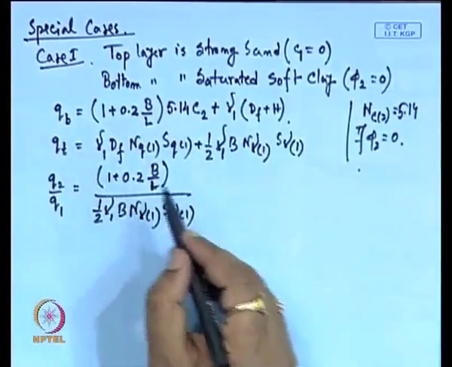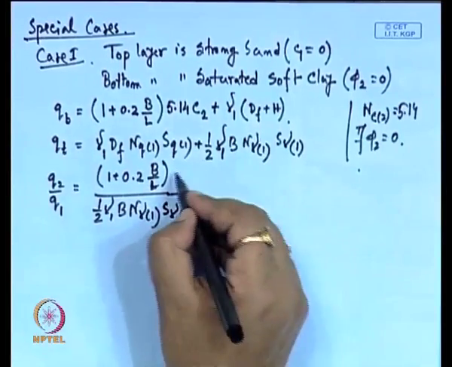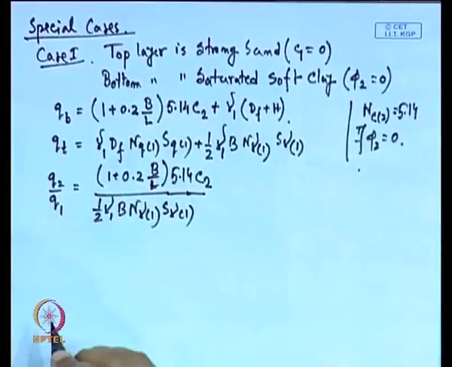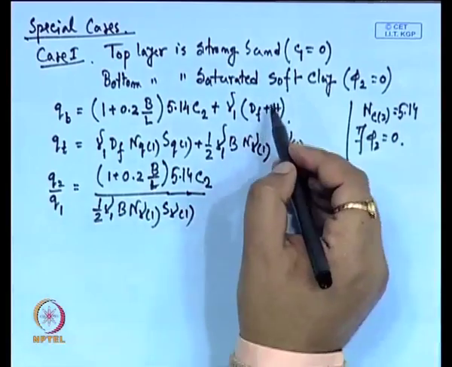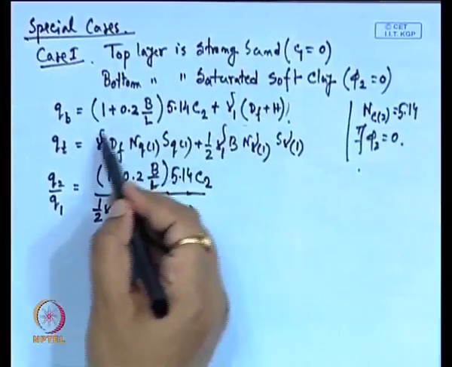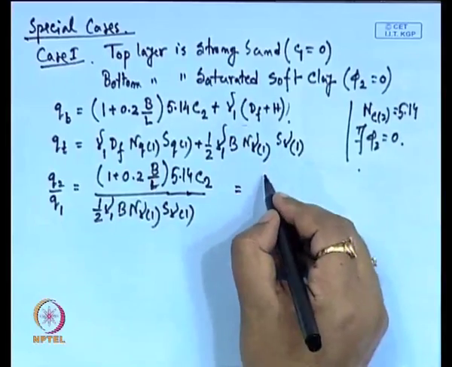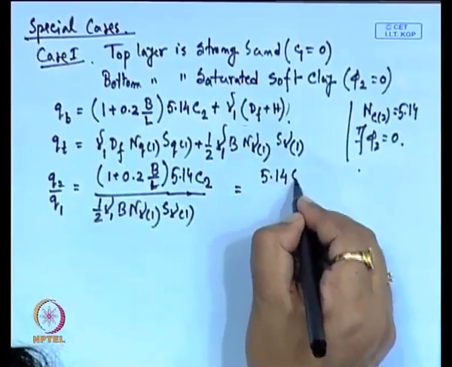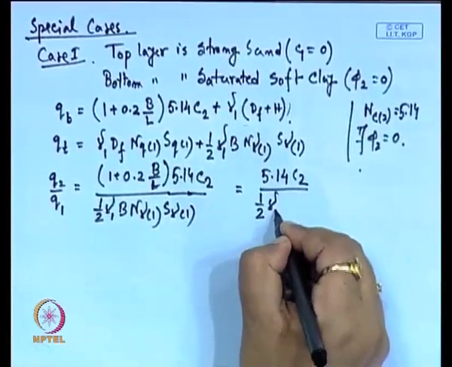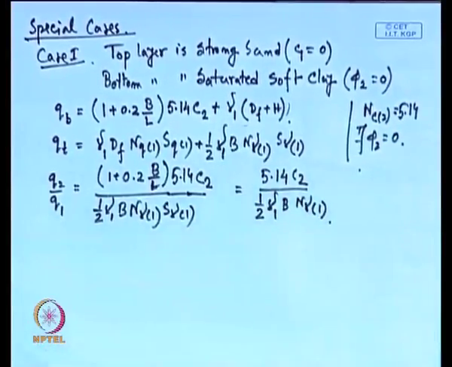And again this 5.14 into C2, because the surface part, as it is a surface footing, this part will be 0 and this part will also be 0. So only this. Here, if we neglect the surface part, this one will be 5.14 C2 divided by half into gamma 1 into B into N gamma 1.